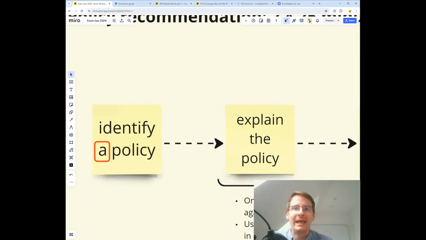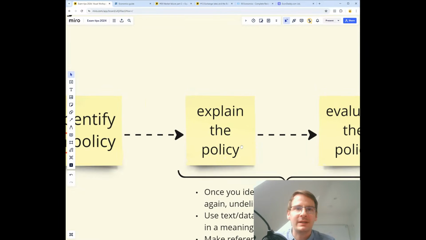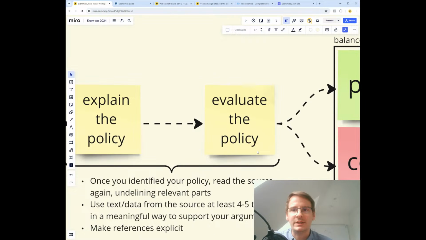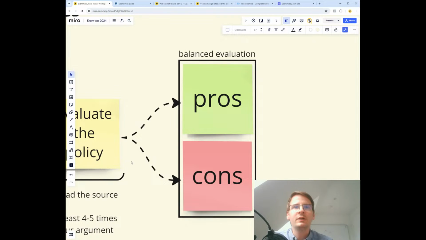Then you explain the policy. Very importantly, you explain, even if it's very, very basic, why it will achieve the macroeconomic goal that the question is asking for. Even if you feel it's very dummy, you have to write it down as if you were talking to a 10-year-old kid. And finally, evaluate the policy. What does that mean? It means you need to talk about, most usually, the pros and cons, the advantages and the limitations of that policy.